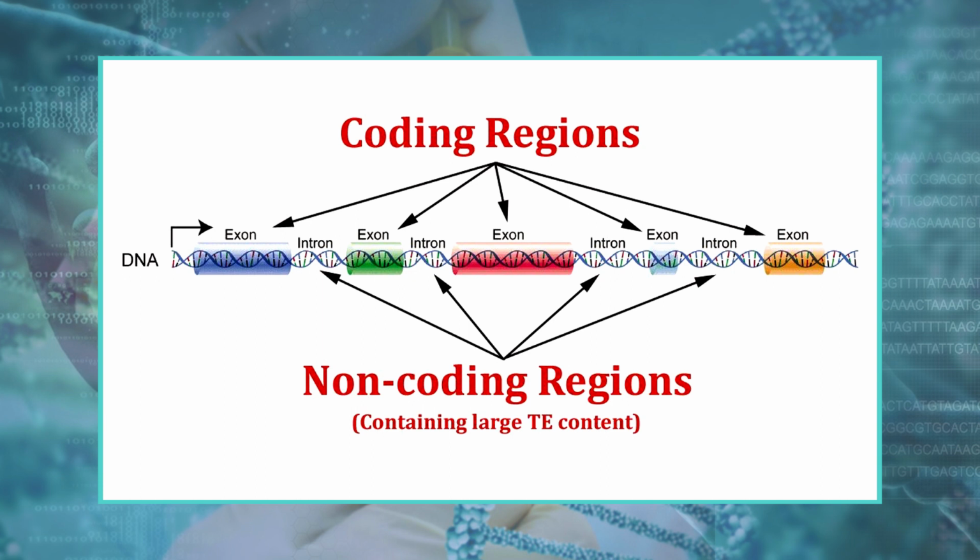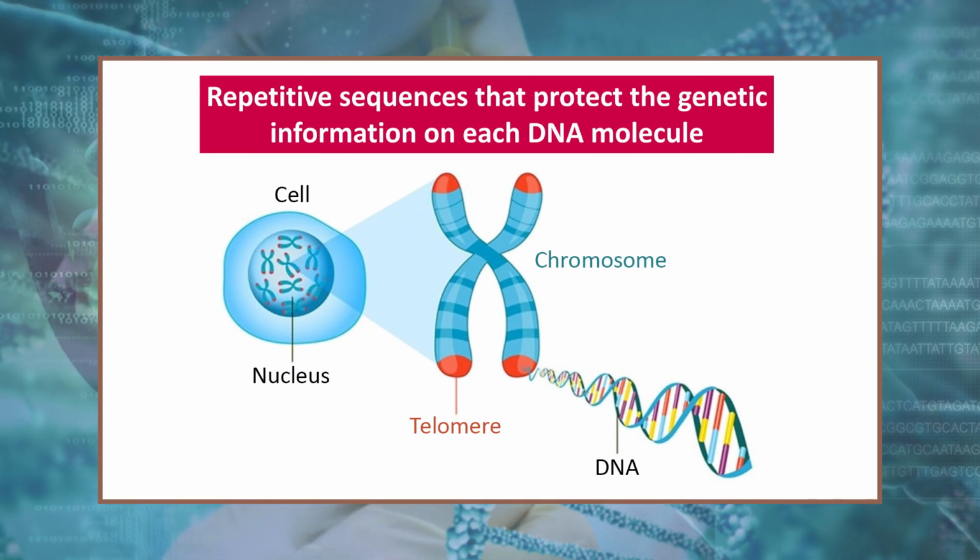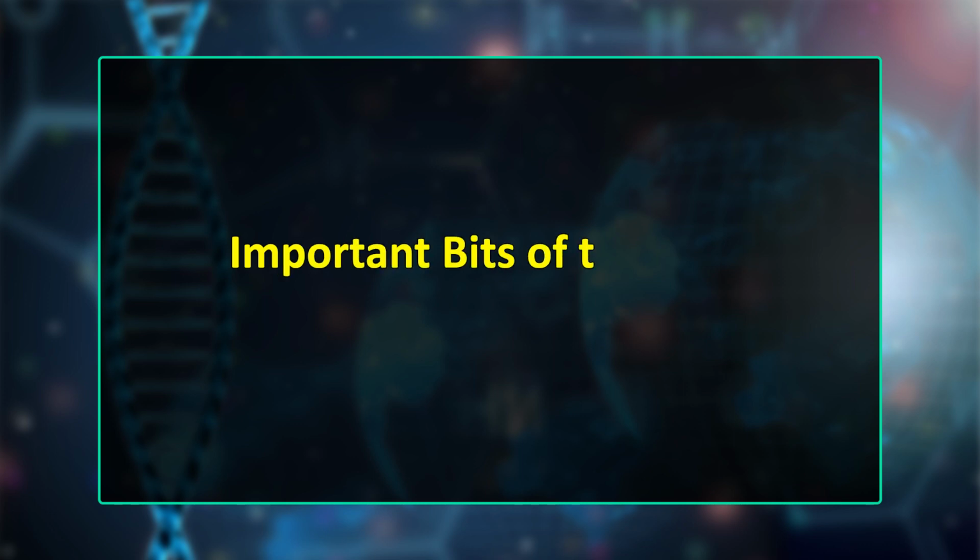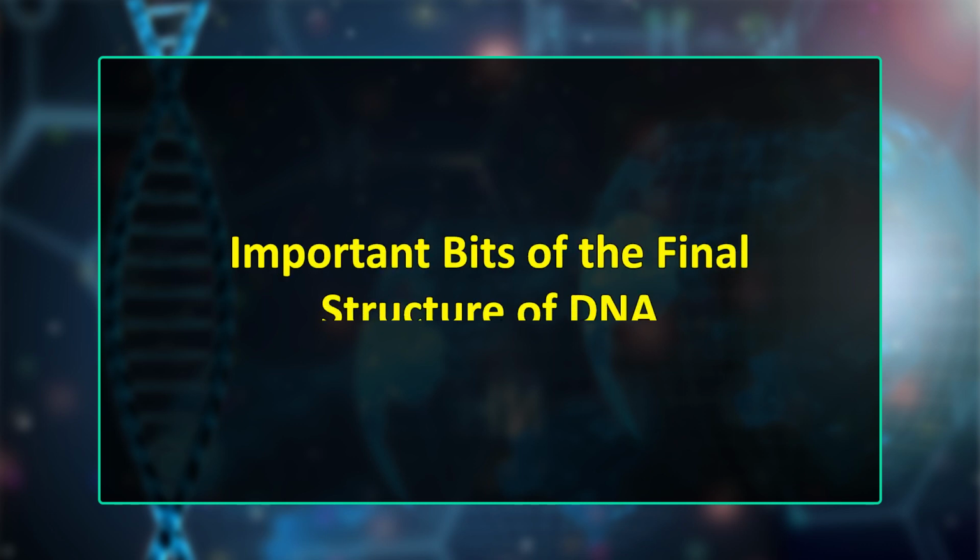Non-coding regions of the DNA are important because they provide binding sites for proteins that help activate or deactivate the process of transcription. They can also provide protection for the coding regions. For instance, telomeres consist of repetitive sequences that protect the genetic information on each DNA molecule from being damaged during cell division. Dear students, we will now study the important bits of the final structure of DNA.